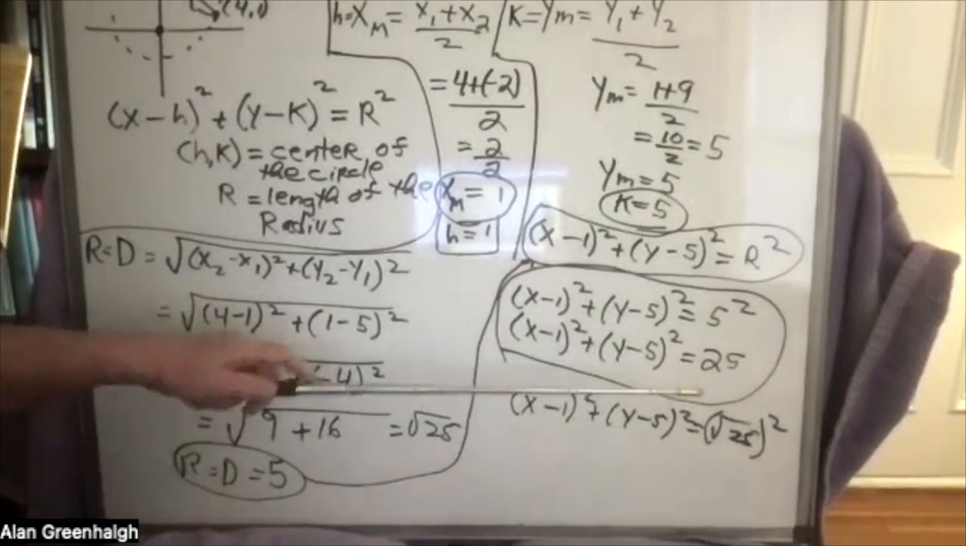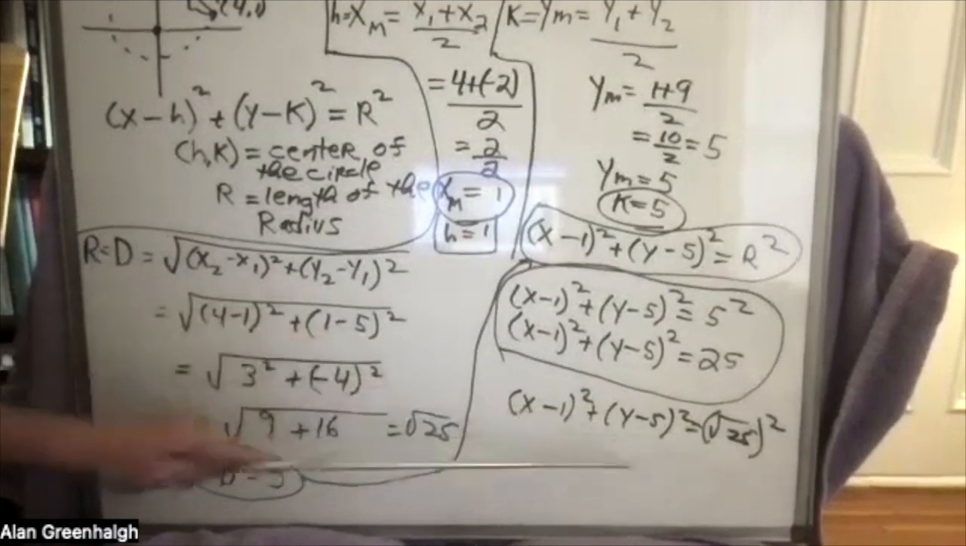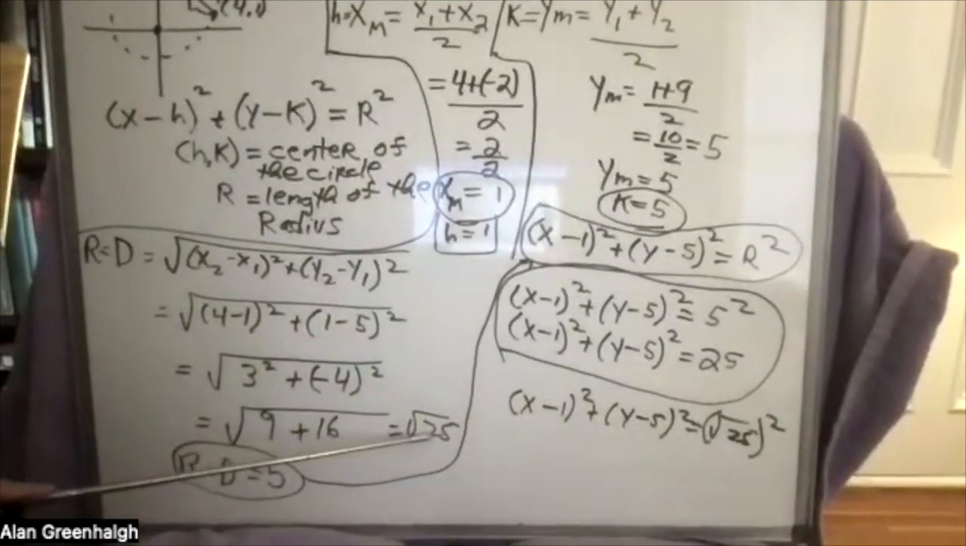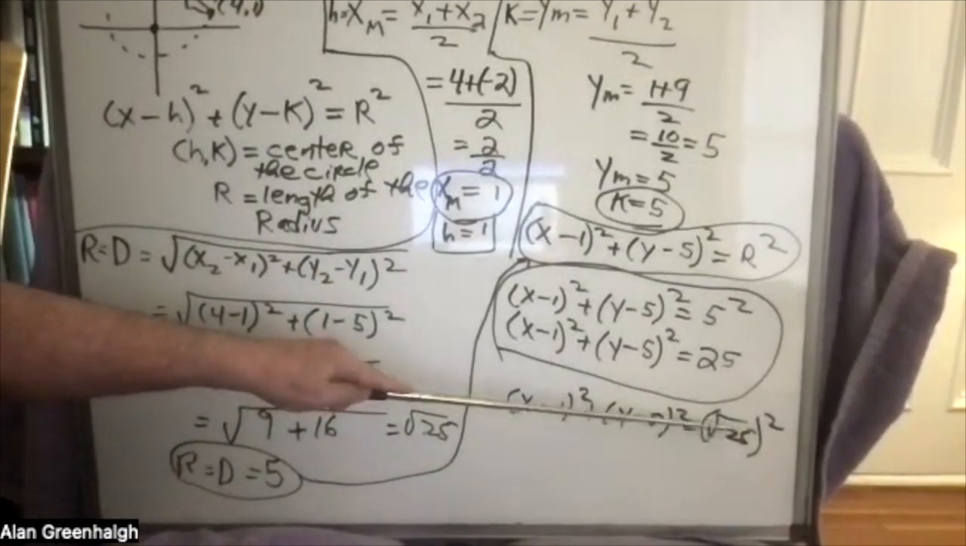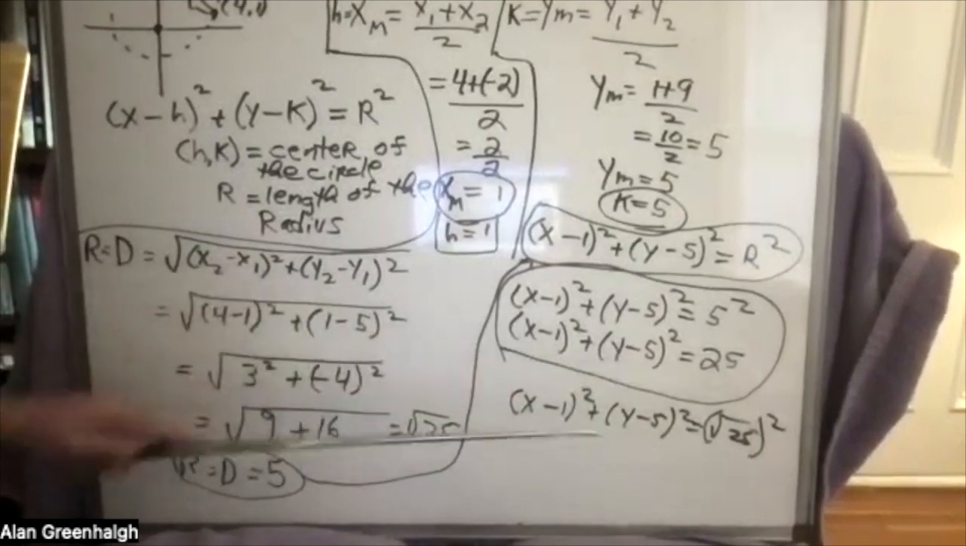Let's focus on the original question. So this is the length of the radius, but then you have to square it. And you really shouldn't leave it like this. If you're going to do this, you might as well do that.